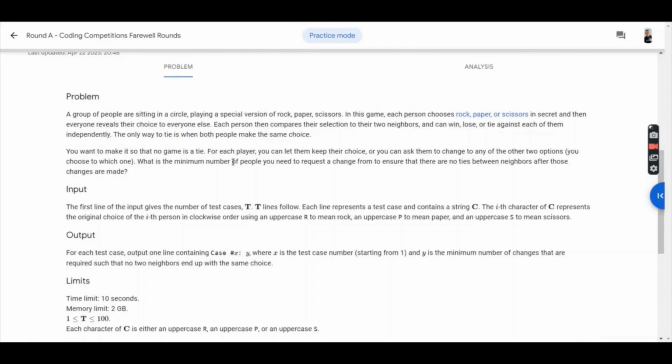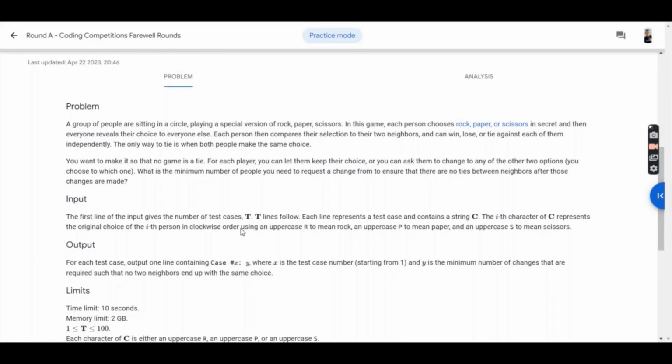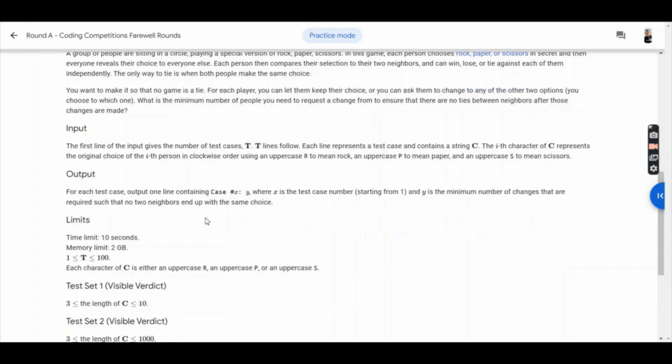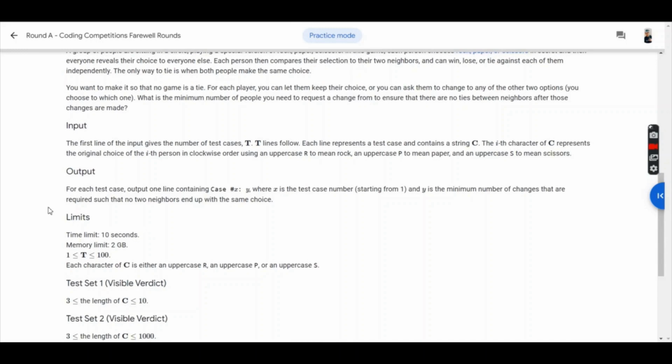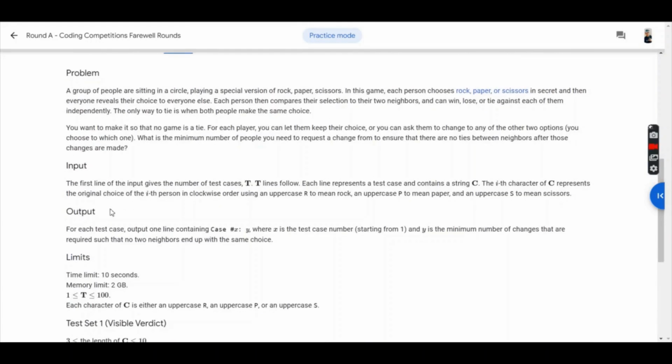So basically, you are given a group of random people playing rock paper scissors. They are sitting in a circle. They have created a weird tournament out of it. These people in this coding contest are weird. They need to see a doctor. They do weird stuff that makes our life difficult. But that is what it is. Let's get back to the question.